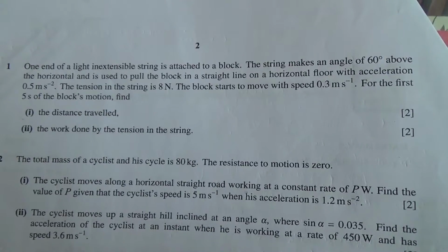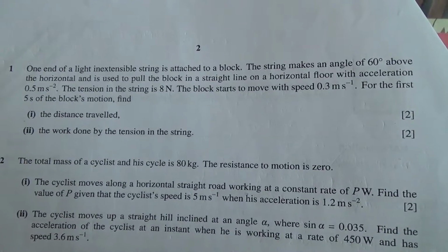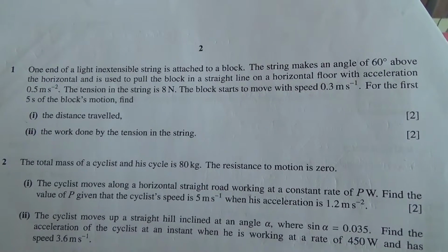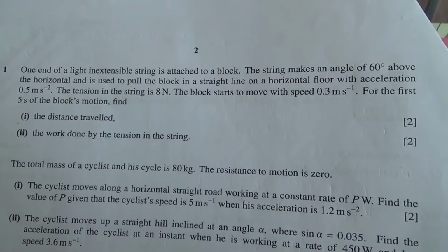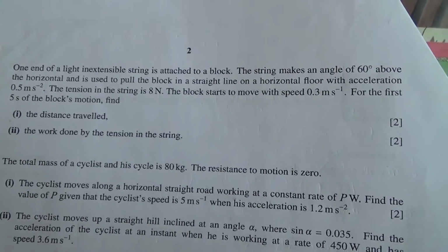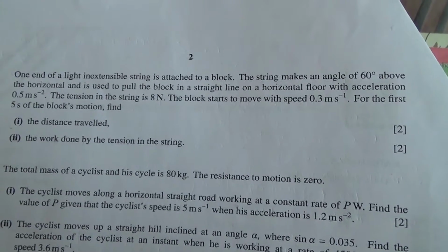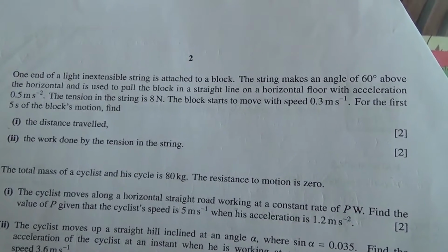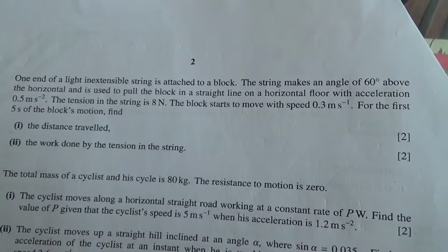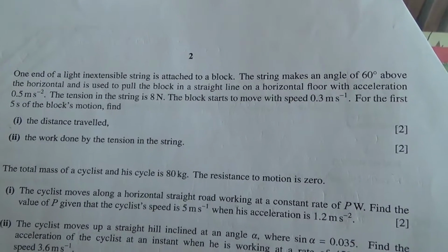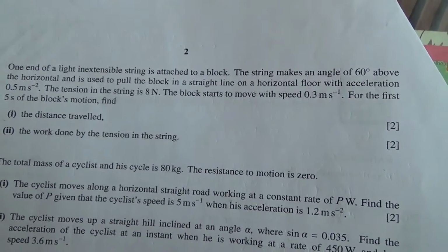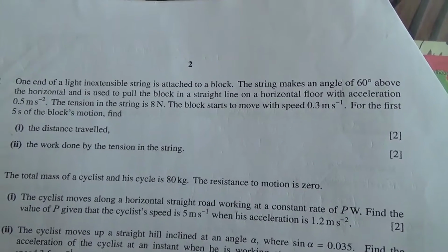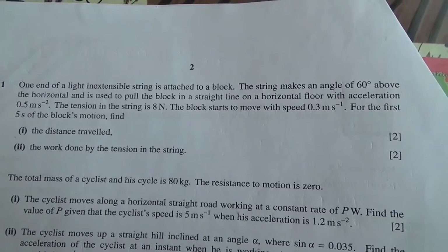Hi, question number 1 taken from June 2015, A-Level Maths M1. One end of a light inextensible string is attached to a block. The string makes an angle of 60 degrees above the horizontal and is used to pull the block in a straight line on a horizontal floor with acceleration 0.5 meters per second. The tension in the string is 8 newtons. The block starts to move with speed of 0.3 meters per second.